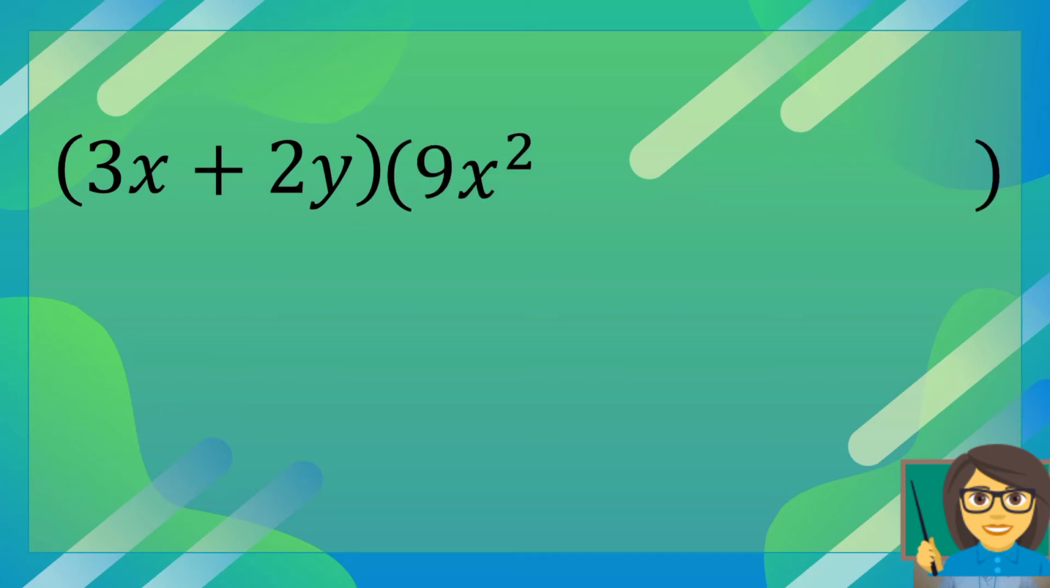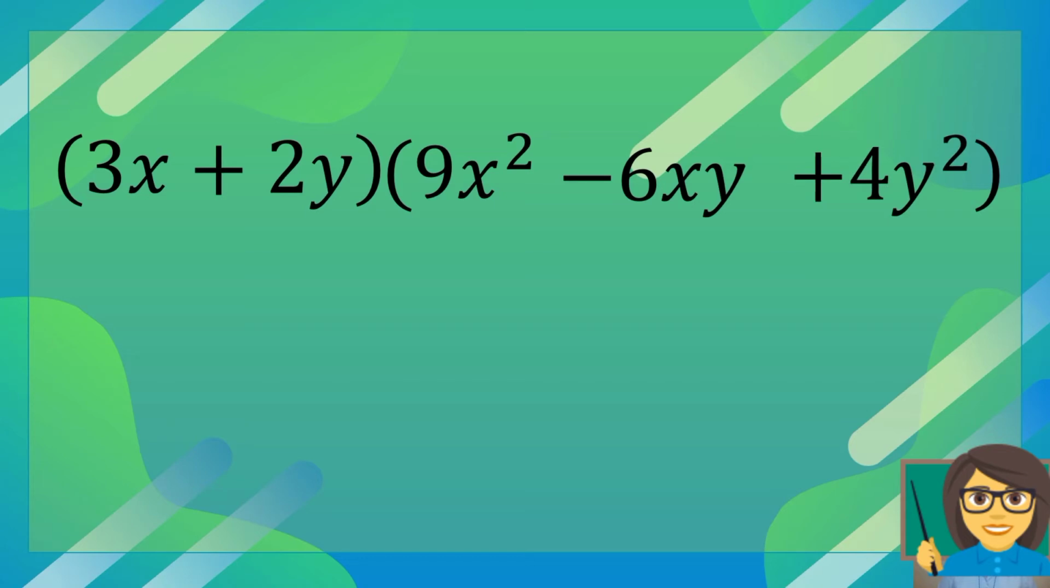Second condition, the middle term of the trinomial factor should be the opposite of the product of the first term and the last term of our binomial factor. 3x times 2y is equal to 6xy, and its opposite is negative 6xy. Last condition, the last term of our trinomial factor should be the square of the last term of our binomial factor. Square of 2y is equal to positive 4y squared.